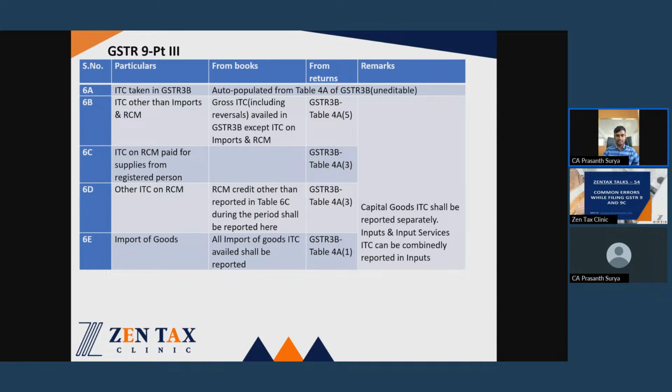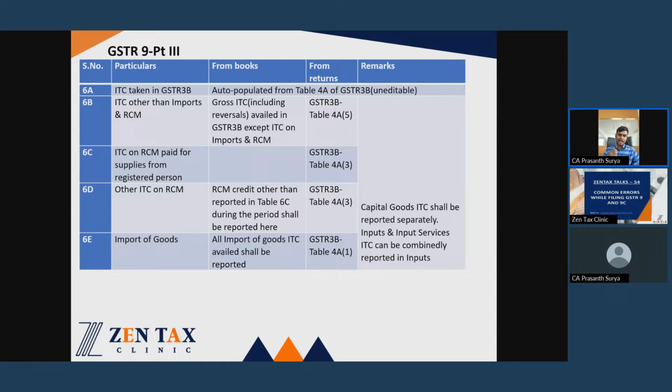What impact does it have in our table 6? The reflection is table 4A, as I already said, from July 2022. If we had followed circular number 170, we would have reported the ITC gross of reversals without subtracting the reversals in table 4A. In that scenario, the entire ITC, including the ineligible ITC, will get reflected in table 6A.